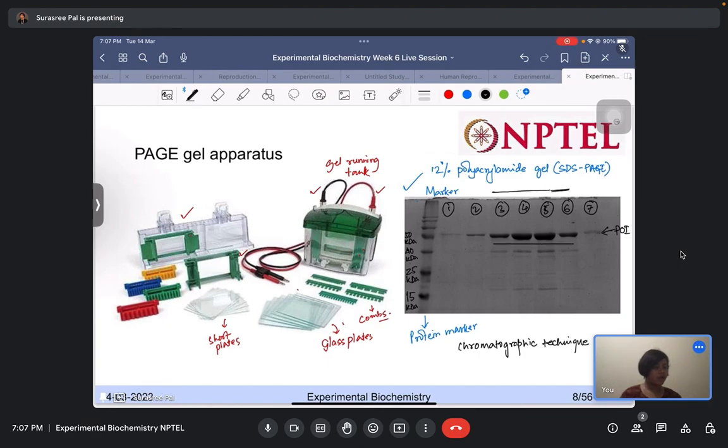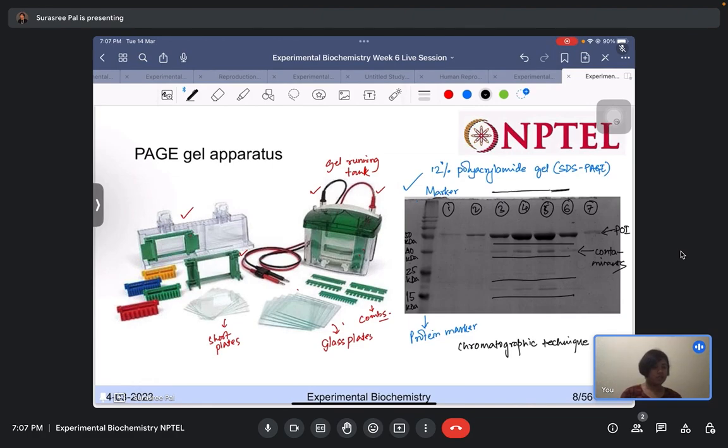First of all, there are several other bands as well, right? So there are other bands also we can see, which we will call contaminants, because these are not our required protein bands. And how do we know that this is our protein of interest? By the molecular weight marker.